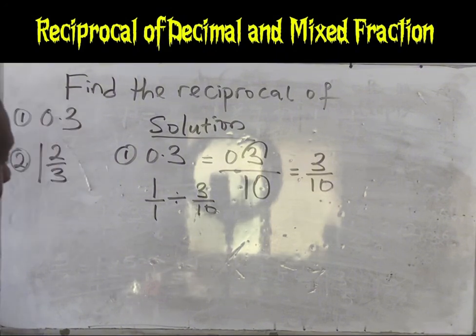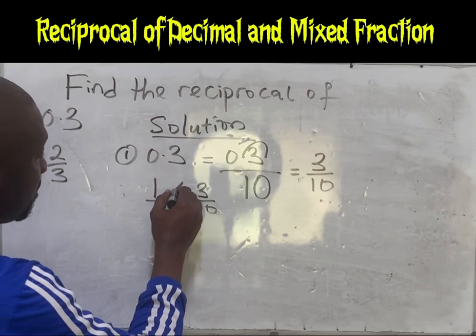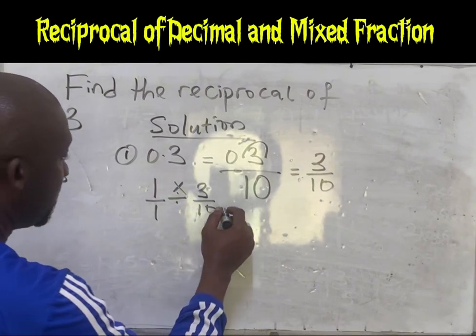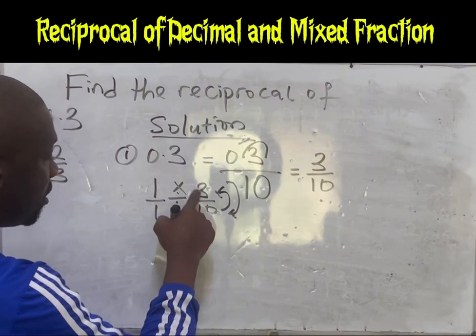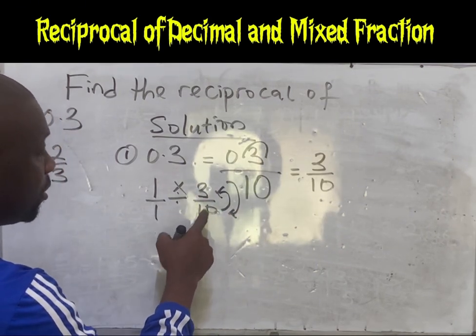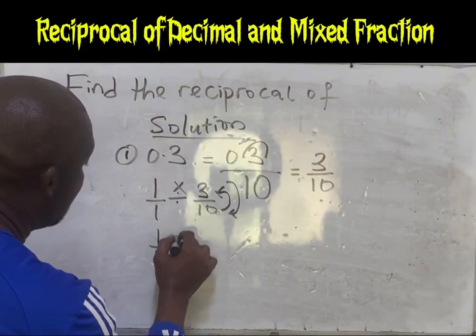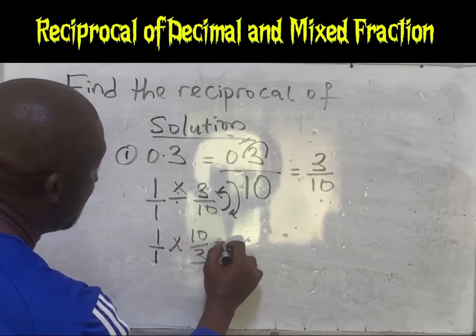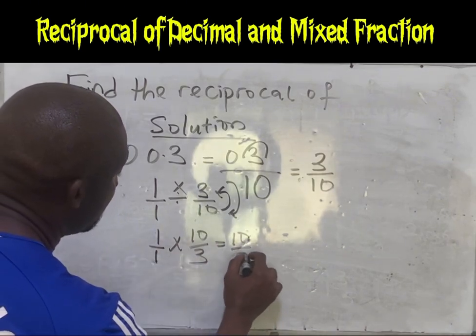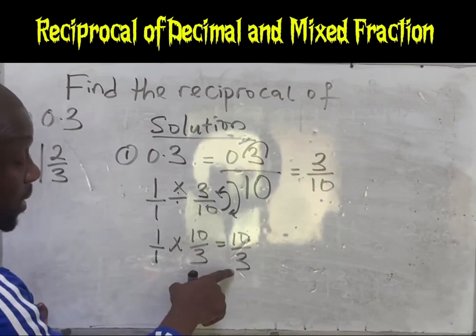Now the next thing we have to do is change this division sign to a multiplication sign, and immediately we do that, we interchange the numbers. Take what's on the numerator to the denominator, and what we have on the denominator to the numerator. So we'll now be left with 1 over 1 times 10 over 3. 1 times 10 is 10. 1 times 3 is 3. So the reciprocal of 0.3 is 10 over 3.